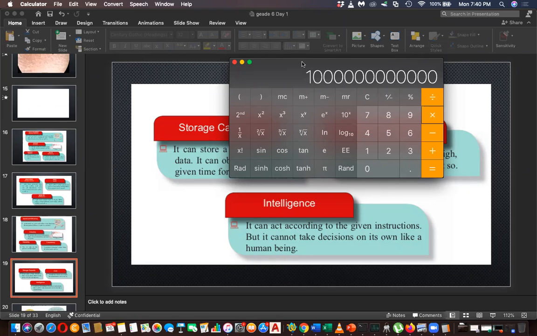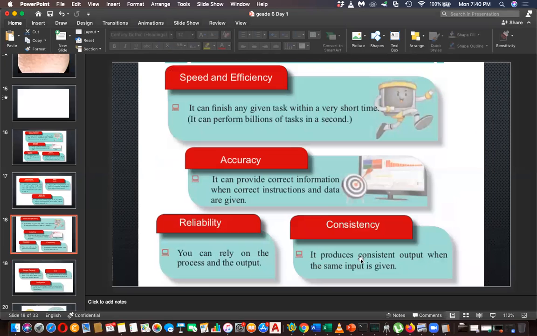It's not changing. You search Google about my name, you get the same results. I search Google, I will get the same results. Whether I search, you search, or anyone searches, the result must be the same. That is called consistency. Consistency means always giving similar output according to the input. It produces consistent output when the same input is given. But people are not like that, no?